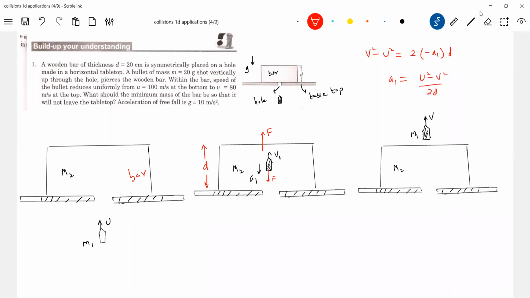Give me the value of A1. A1 will be 9,000 meter per second square. Then what is the F? F will be how much? M1 into A1. Multiply this, we'll get 180 Newton.